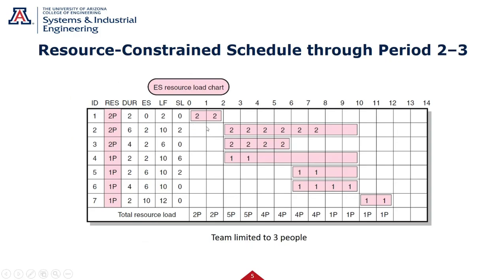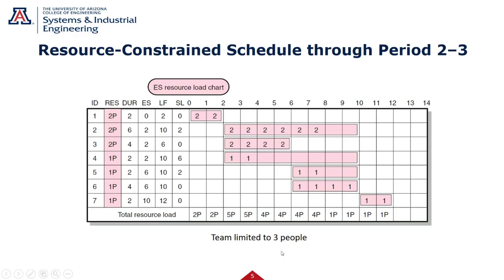So now we laid it out. Task 1, 2 heads, 2 days. Task 2, task 3, 4, 5, 6, and 7. You can see the critical one, 0 slack, 0, 0, 0. This one has 2 days of slack. This one has 6, 2, and so forth.